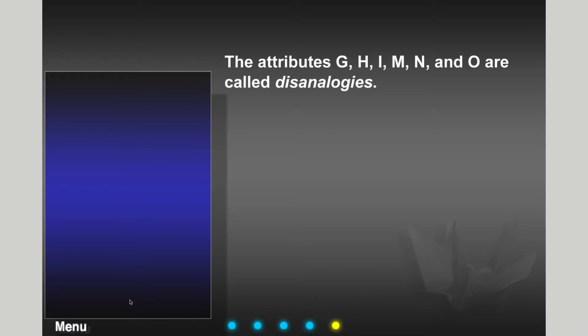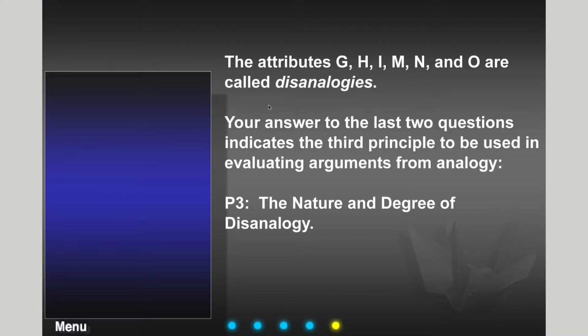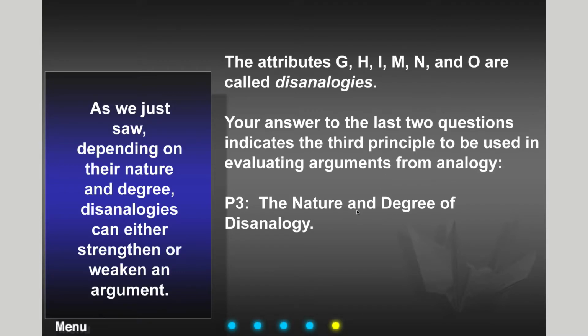So the attributes G, H, I, M, N, and O are called disanalogies. Some strengthen the argument, some don't. Your answer to the last two questions indicates the third principle to be used in evaluating arguments from analogy, the nature and the degree of disanalogy. And so as we just saw, depending on the nature and degree, disanalogies can either strengthen or weaken an argument. In the first case, they weakened it, and in the second case, it strengthened it.